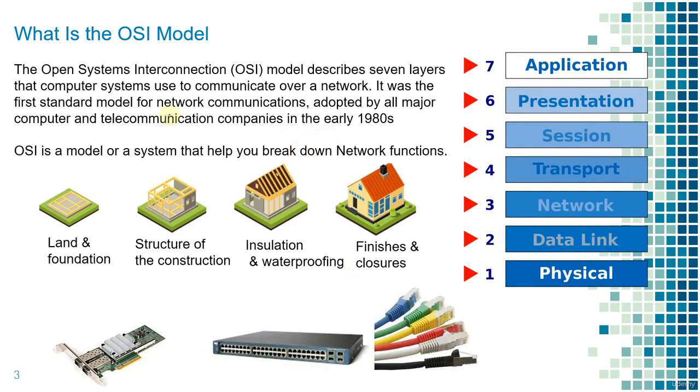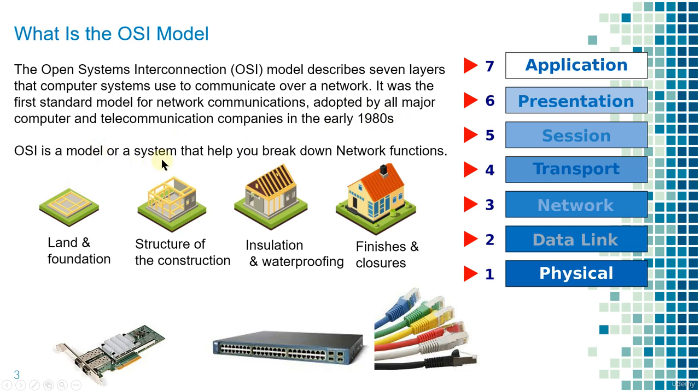First things first, let's read this paragraph that I prepared for you. The Open System Interconnection (OSI) model describes 7 layers that computer systems use to communicate over a network. It was the first standard model for network communications, adopted by all major computer and telecommunication companies in the early 1980s. So you can imagine how old this OSI model is.